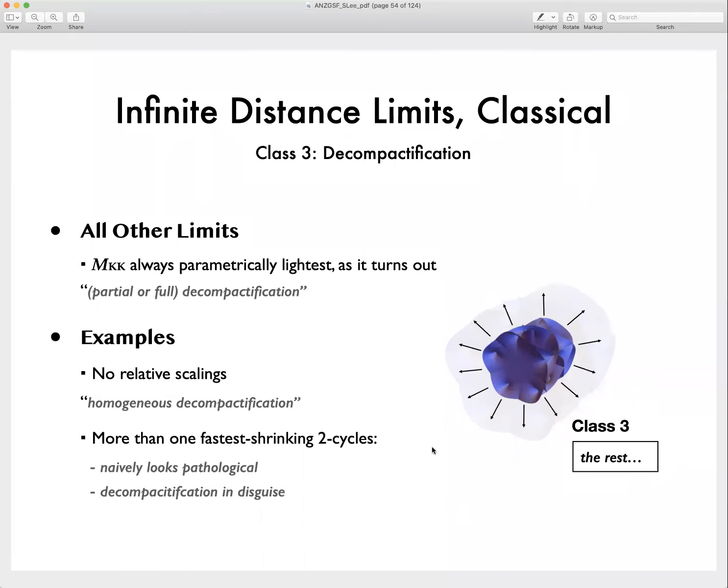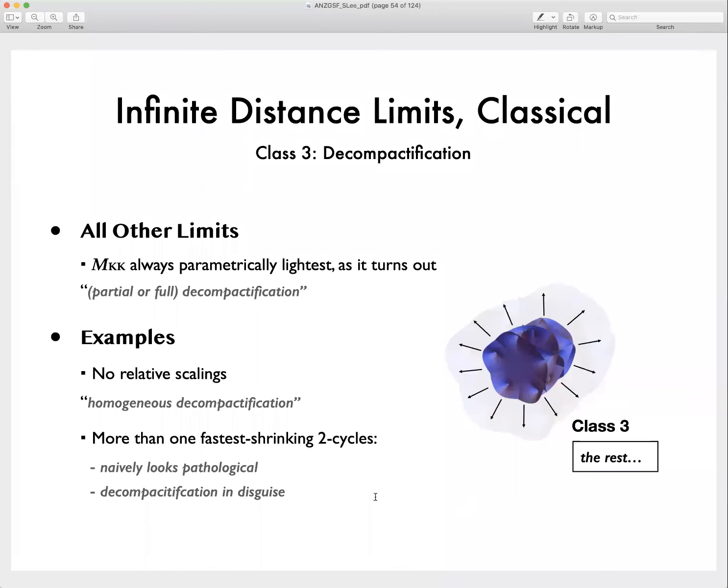But there are also more complicated limits of class 3, in which several true cycles shrink together at the same fastest rate. And naively, this looks pathological, because then several critical string species would arise, and this would in turn lead to several graviton spaces, to say the least. However, upon going through a careful analysis of the geometry, as I declared, we can prove that the KK scale always wins against the string scale in such a situation. So it's actually a decompactification in disguise.